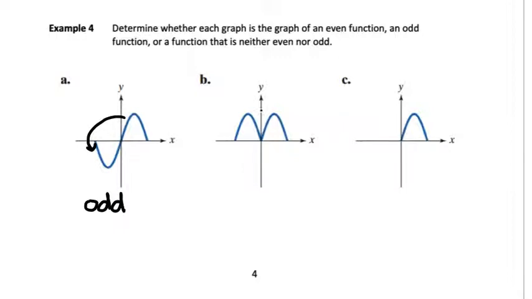For part B, I can imagine flipping over the y-axis. If I take this part and flip it over the y-axis, it's going to line up exactly with the other part, and so that means this is an even function.